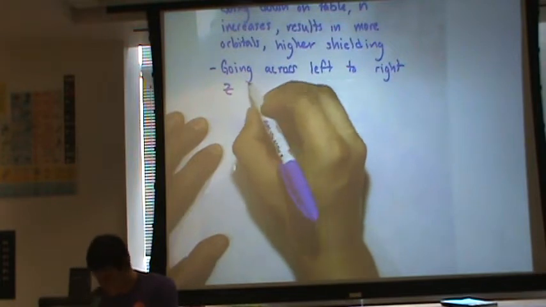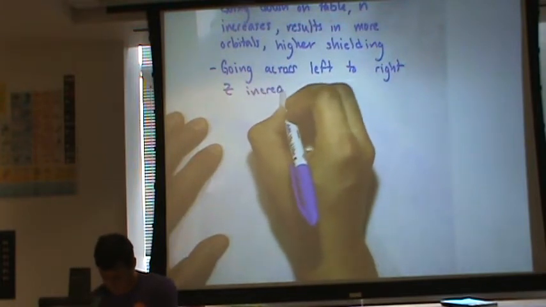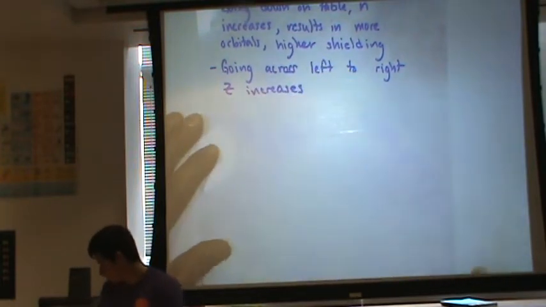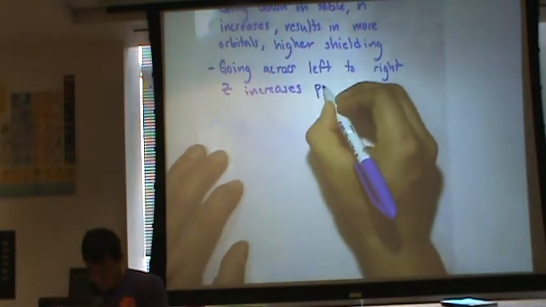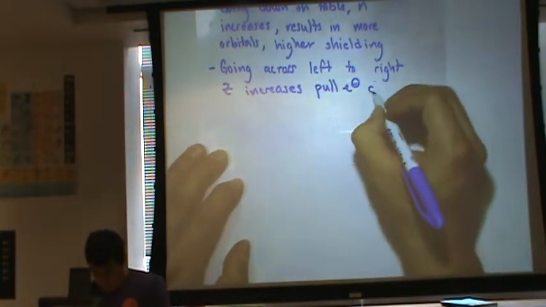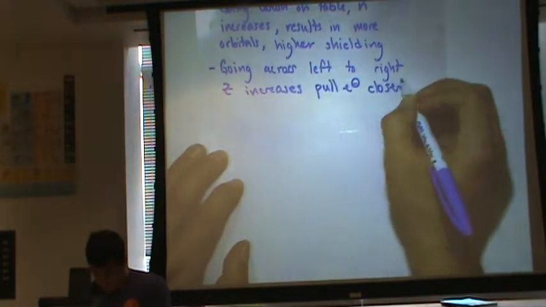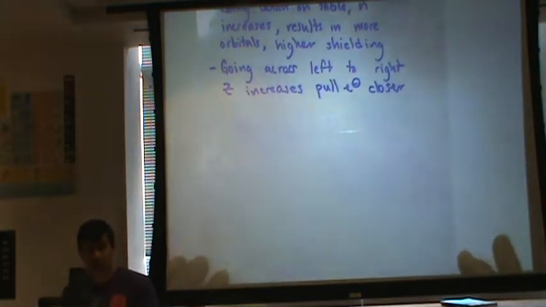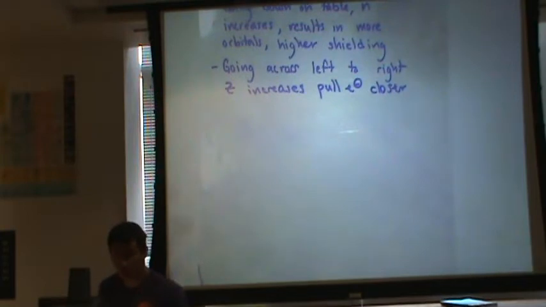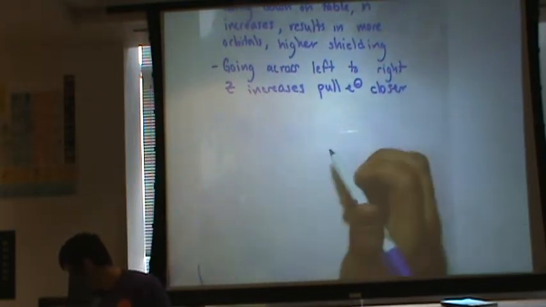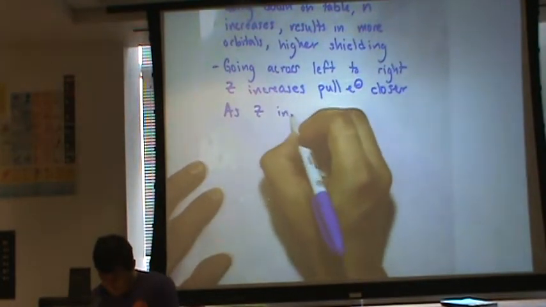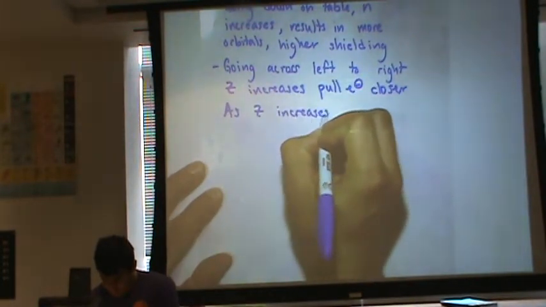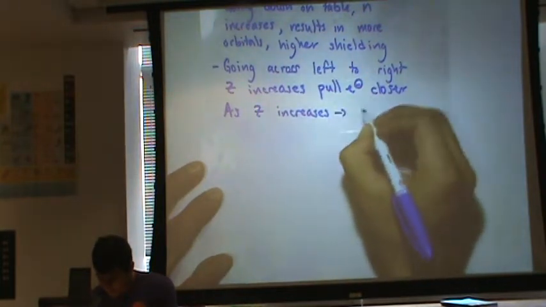Z increases, pulling electrons closer. So this is going to pull electrons closer together. I think after this it's going to be good to show the periodic table because it's going to show the trend really nicely. As Z increases, shielding decreases.